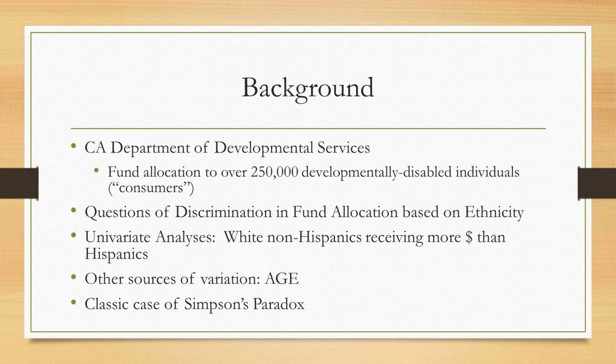Keep in mind that when we talk about expenditures in our case study, we're talking about the amount that individuals actually receive from the state of California. When we talk about the consumers, a lot of times it's not just the consumers, but their family that receives the funds, because these individuals sometimes are unable to account for it. They could be children, or they could be so dysfunctional that they are unable to manage their own affairs.